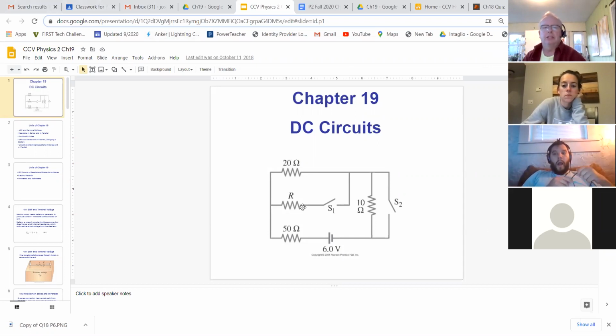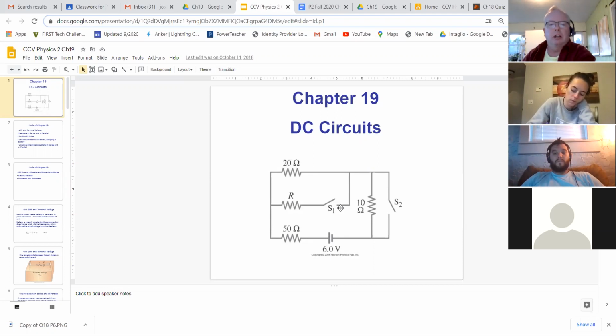So these squiggles are for resistors, or it really could be any kind of load on the circuit, like an appliance, some lights, a TV, things like that. This is the new way that we're drawing batteries. So long line and then the short line. And remember, capacitor is two parallel lines. And then here's a switch.